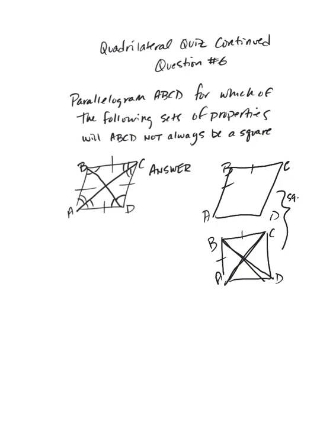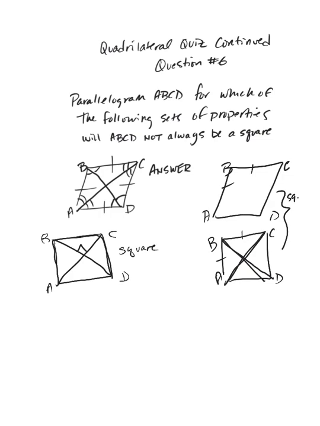Okay, choice 3, the diagonals are congruent and perpendicular. Well, the diagonals being congruent, as you know, that makes it a rectangle. And then by the diagonals being perpendicular, that makes it a rhombus. So when you have a parallelogram that is both a rectangle and a rhombus, you have a square. So that is a square.